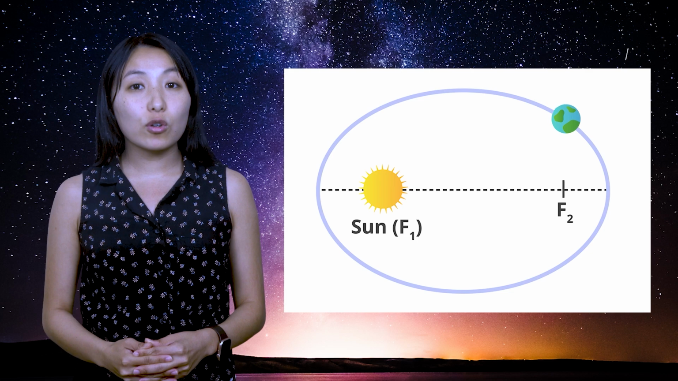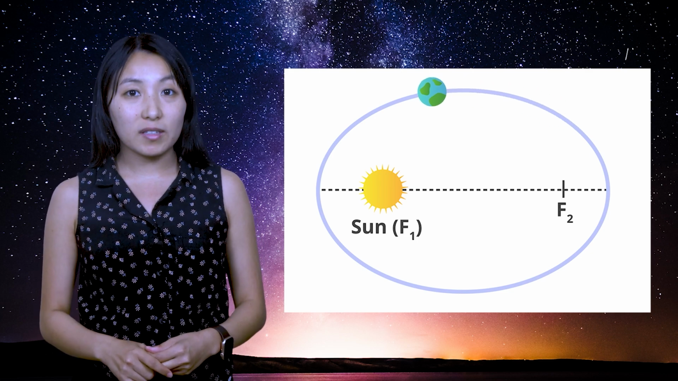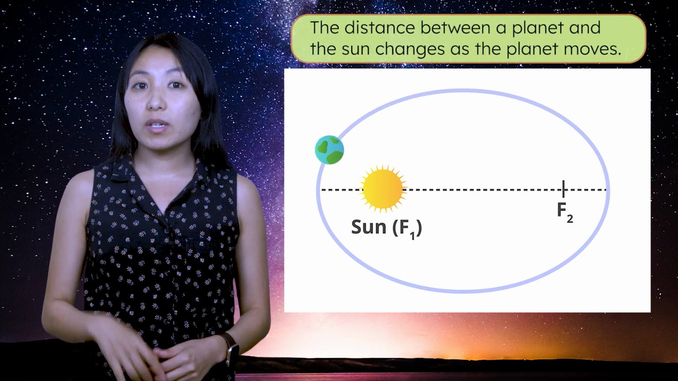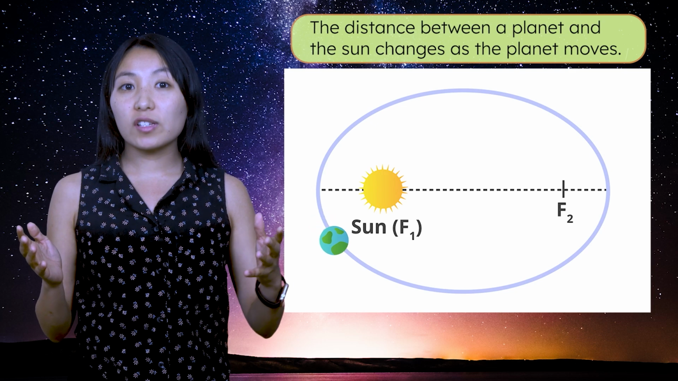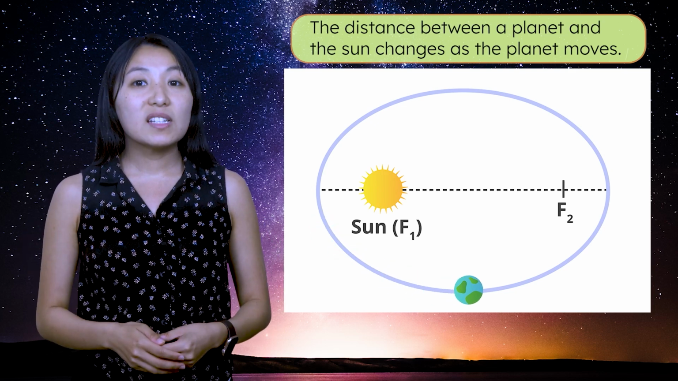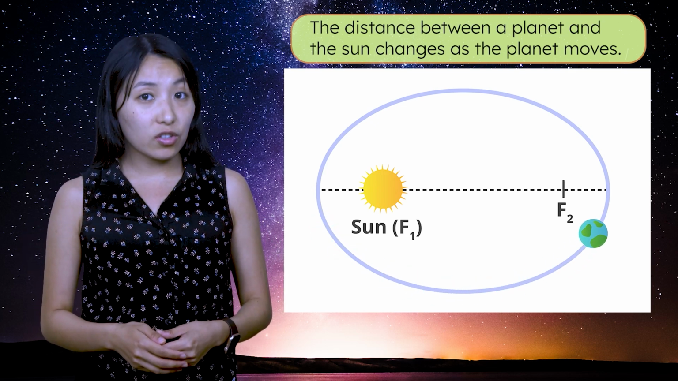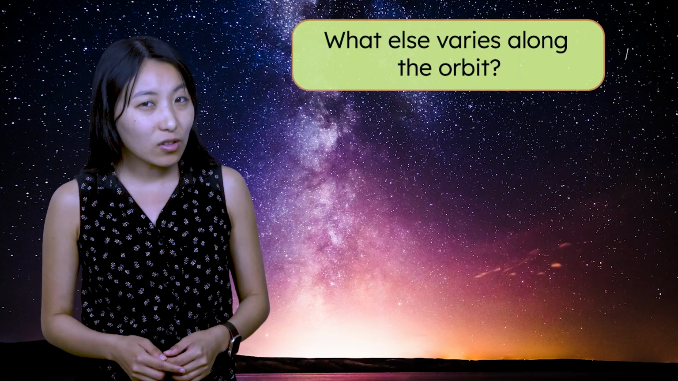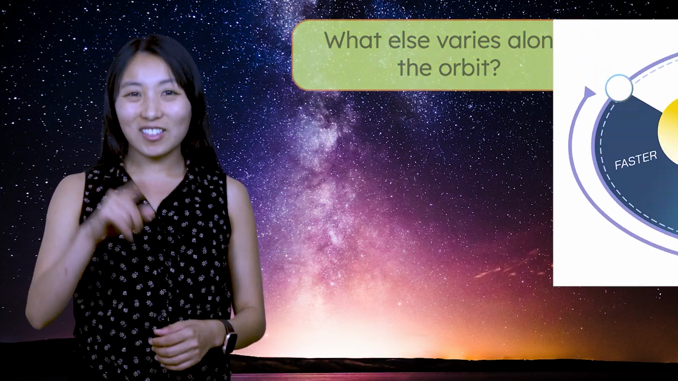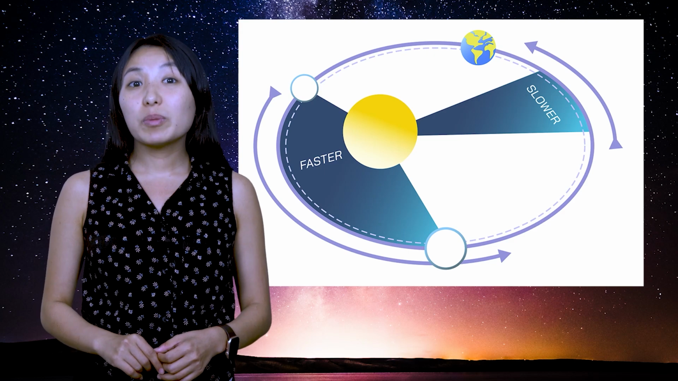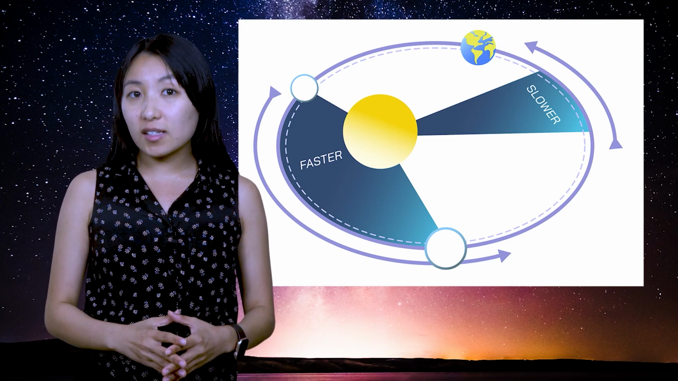We know from Kepler's first law that the Sun sits at a focal point within a planet's orbit. This means the distance between a planet and the Sun changes as the planet moves. But distance isn't the only thing that changes. Based on Kepler's second law, do you remember what else varies along the orbit? The planet's speed. This applies to all orbiting objects.